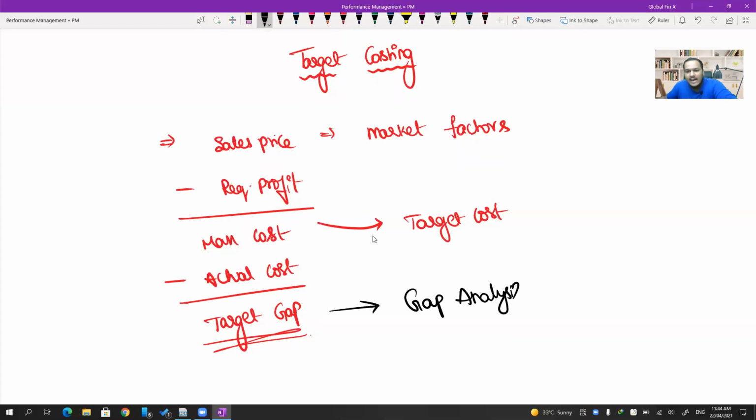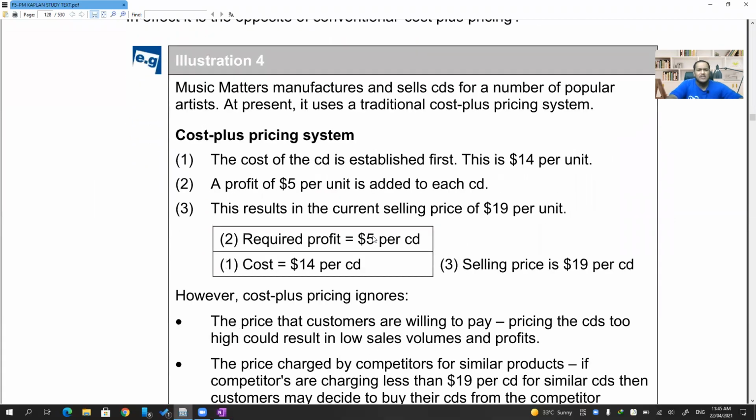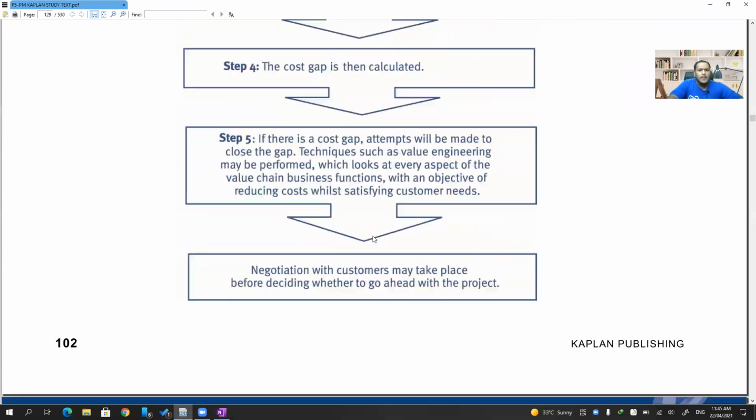Why is the target gap there? Why is your target cost $10 but your actual cost is $11? Why is $1 extra? How can I reduce that $1 and fit within my target profits? That's as simple as that. Okay, so let's see this. It's as simple as that, very straightforward, nothing to do there. Look at the steps here.